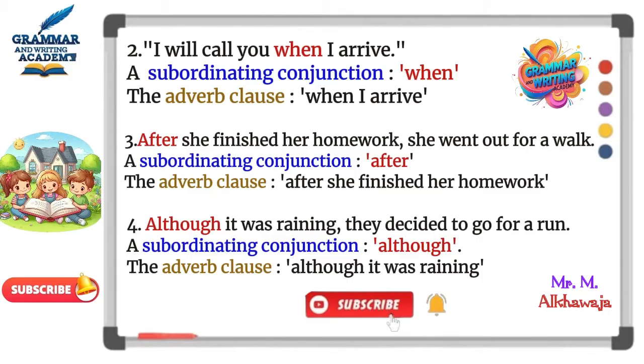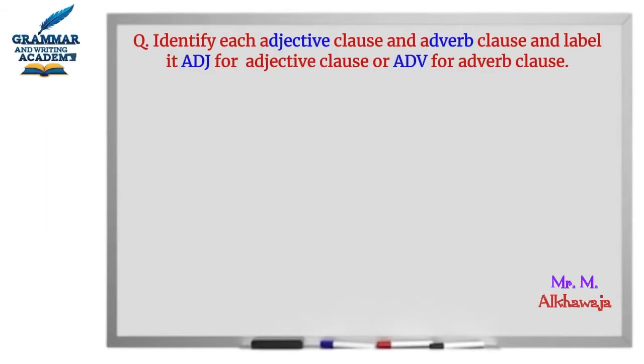So, after explaining both the adjective clauses and adverb clauses, let's have an exercise to check your understanding. Ready? Let's go. Exercise. For each of the following sentences, identify each adjective clause and adverb clause and label it ADJ for adjective clause or ADV for adverb clause.